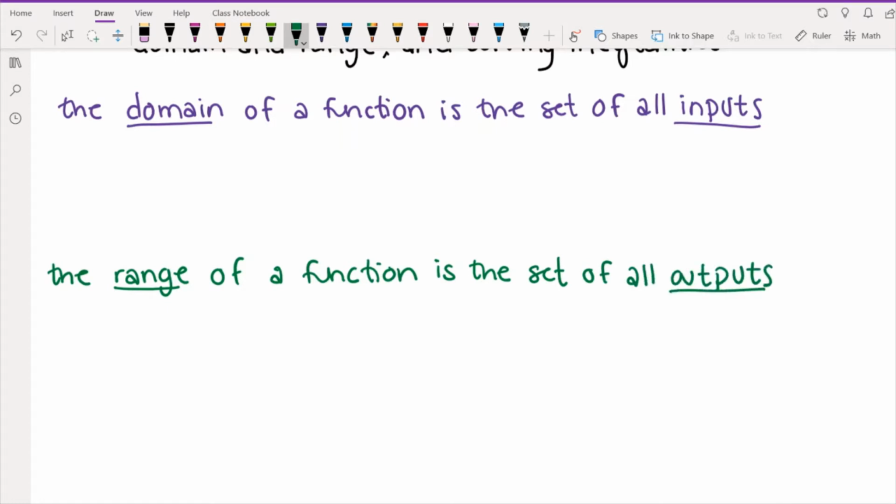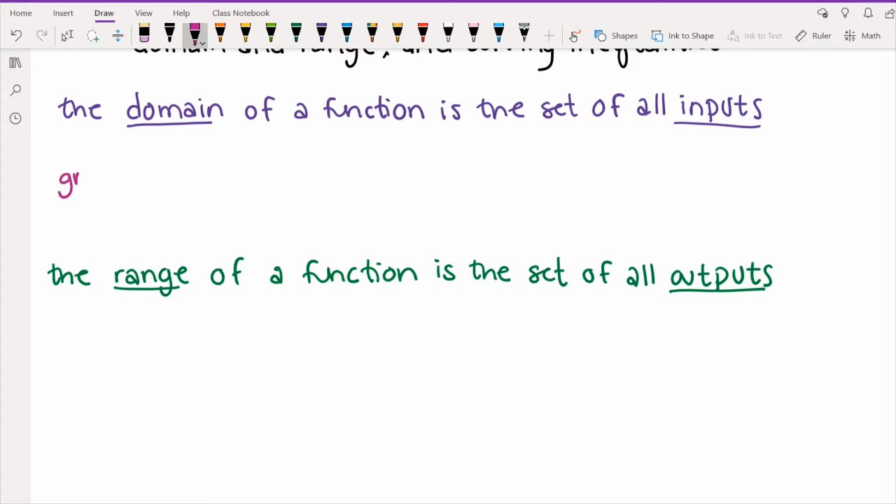Okay, so what does this translate to in terms of a graph? Well, let's start with domain. When you're talking about the inputs of a function and you're thinking in terms of the graph, what do those inputs correspond to? Are those x values or y values? They're x values, right? The inputs are the x values. And so when we're looking for the domain of a function by looking at its graph, you're basically just looking at what are the x values that are included in this graph.